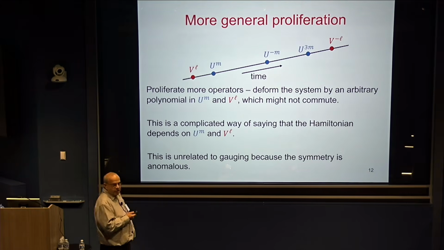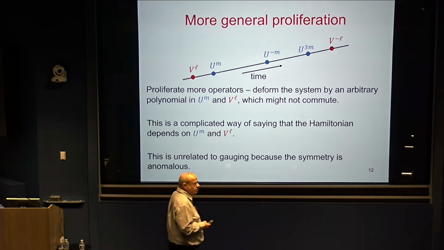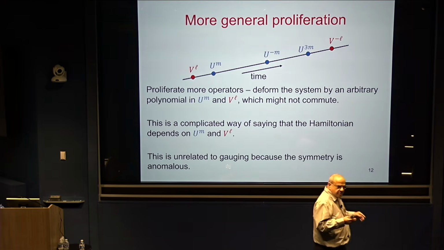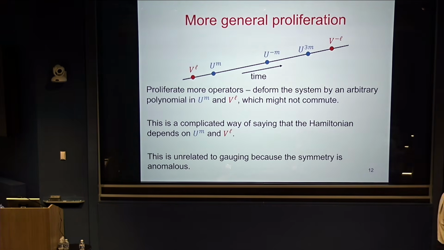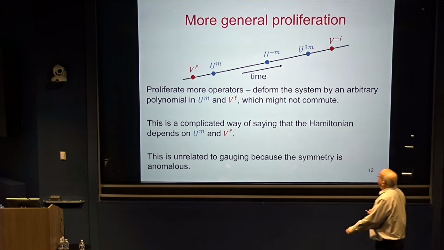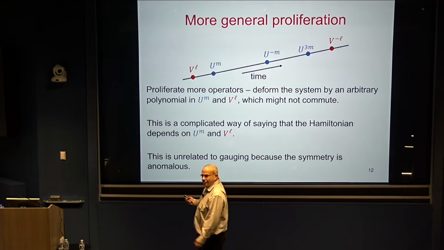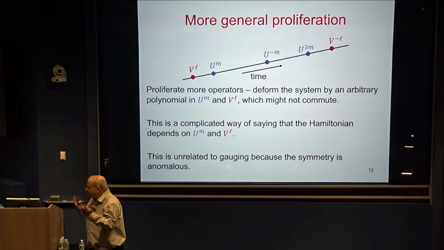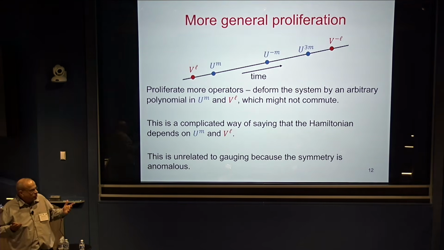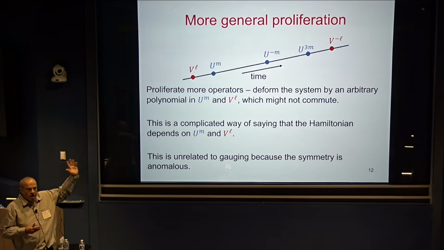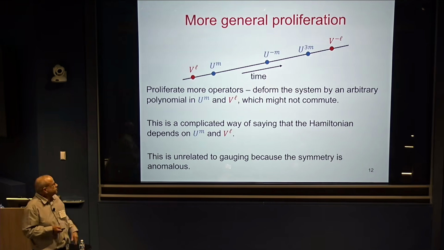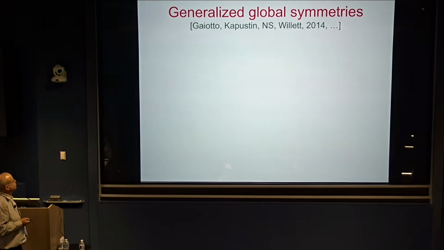Now, of course, this is a very complicated way of saying something elementary. Take this system with K states, and write the Hamiltonian some polynomial in U to the M, V to the L. It's a K by K matrix, and you can diagonalize it. And it's totally unrelated to gauging because the symmetry is anomalous. Yet I can still think of it as proliferation. So what I proliferated is these operators that do not commute with each other, so the order matters more. But still, I can do it in perturbation theory. If I'm very powerful, I can even do it exactly.